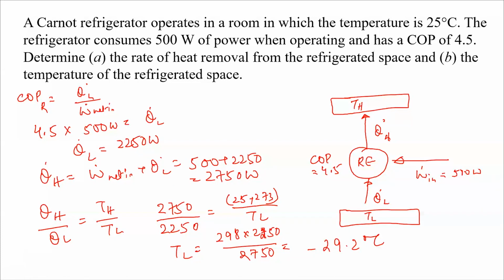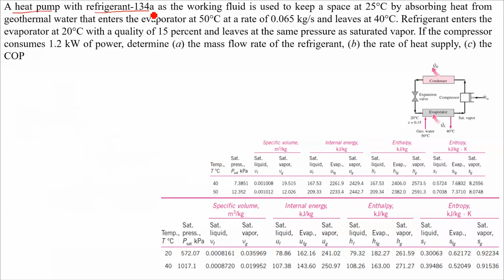It says a heat pump with refrigerant R134A as the working fluid is used to keep a space at 25 degrees centigrade by absorbing heat from geothermal water that enters the evaporator at 50 degrees centigrade, 0.065 kg per second, and leaves at 40 degrees centigrade. So this heat pump is essentially keeping the atmosphere at 25 degrees centigrade. And in the evaporator, what is happening? I'll zoom it out.